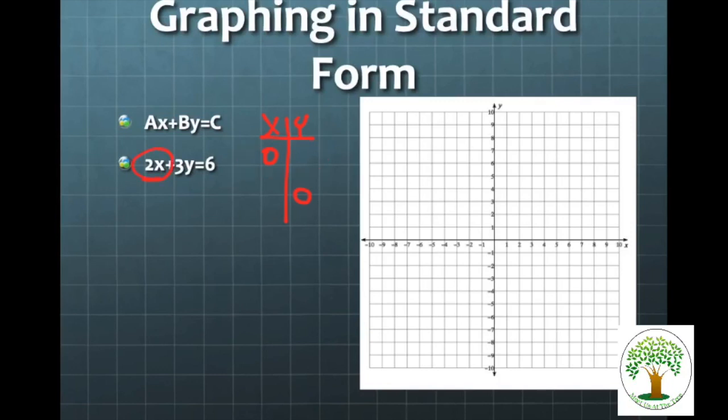When we put a 0 in for x, 2 times 0 becomes 0, which really goes away. And I'll have 3y equals 6. Dividing by 3 on both sides, y will equal 2. So we put a 2 here.